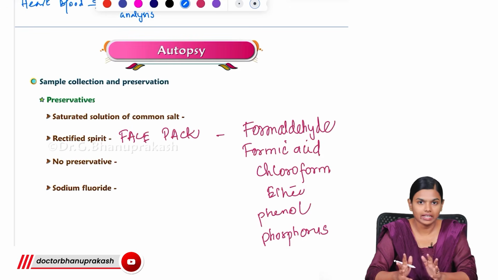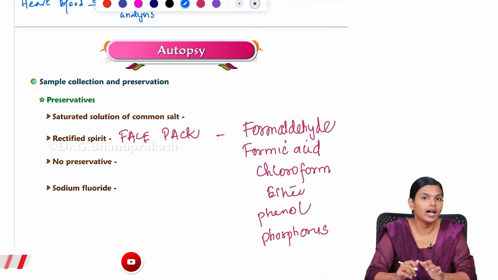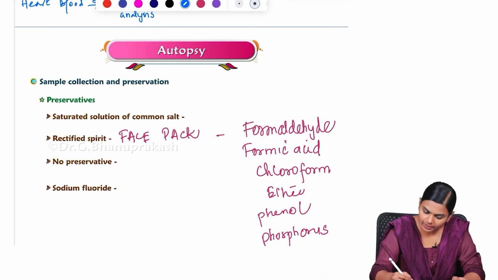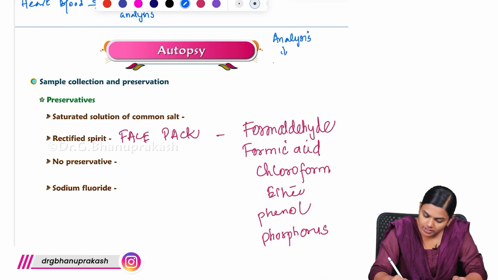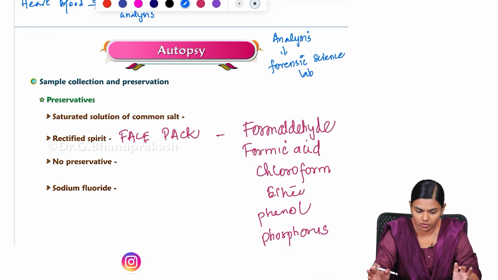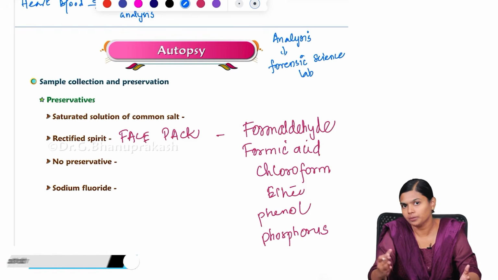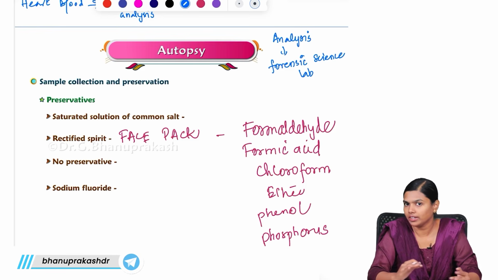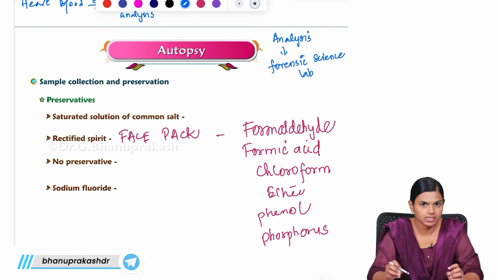Now we have taken the samples. What we have to do is preserve them so that the analysis can be done. The analysis is usually done at the forensic science lab. This is where all the toxicological analysis is usually done. So from your autopsy table, from your institute, you have to send it to the forensic science lab. It will take a lot of time. It will not be done instantly. You have to preserve the samples.